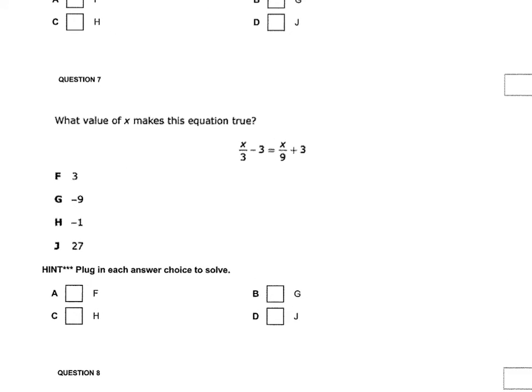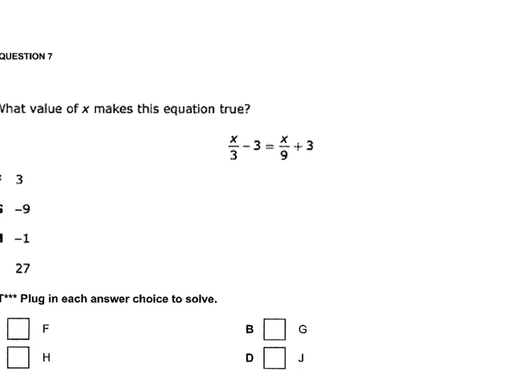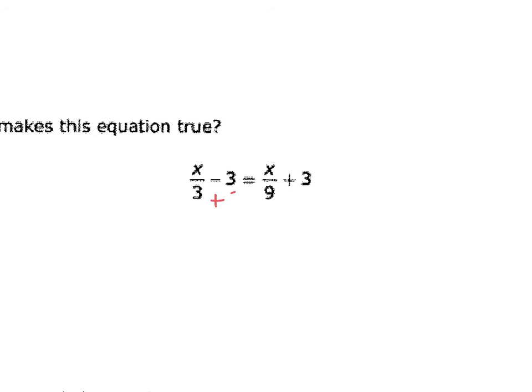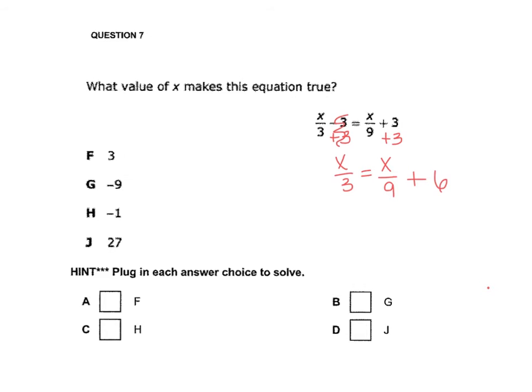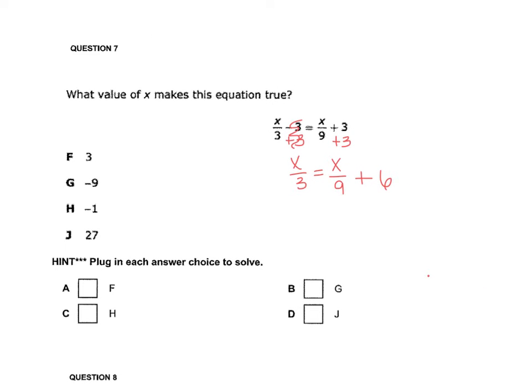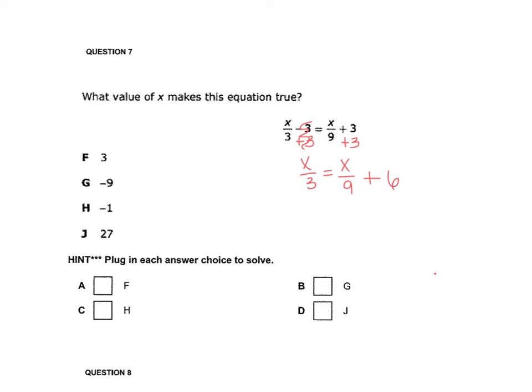On number 7, you're solving this one. Also, I would just move your 3. Let's move that 3, combine it with this 3, so you're left with this. And then honestly, I would just plug in your answer choices. Like try plugging in 3. If we plug in 3 for x, 3 divided by 3 is 1. Then if we plugged it in on the other side, 3 divided by 9 is 0.3 plus 3 would be 3.333. So that doesn't work. Those don't equal each other.